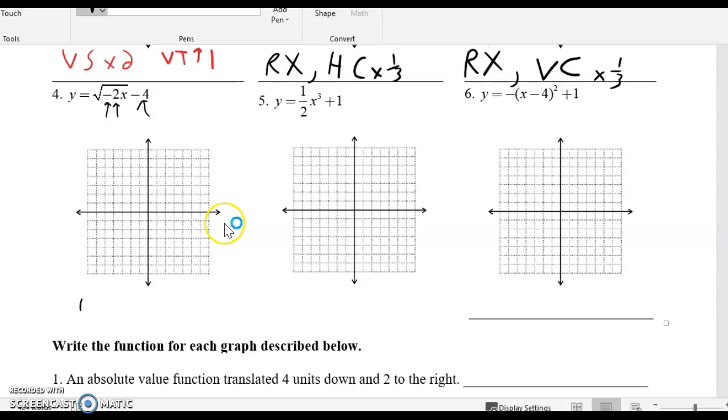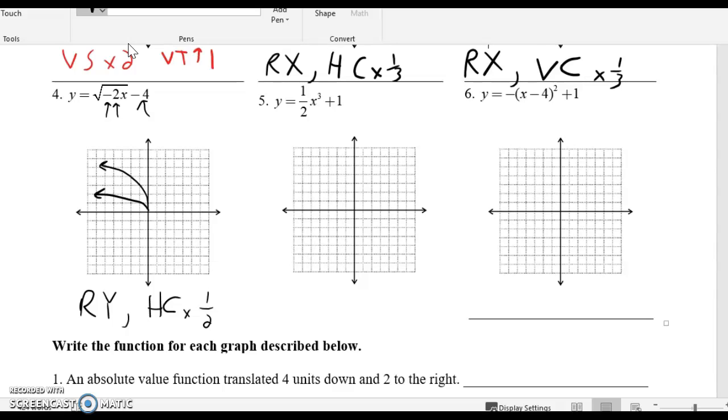It's a reflection over the y. So we're going to reflect this way. Then what does the 2 do? It does something on the inside. It's a horizontal something. A bigger number than 1 on the inside is going to be a horizontal compression by 1/2. So we're going to take this graph and we're going to compress it.